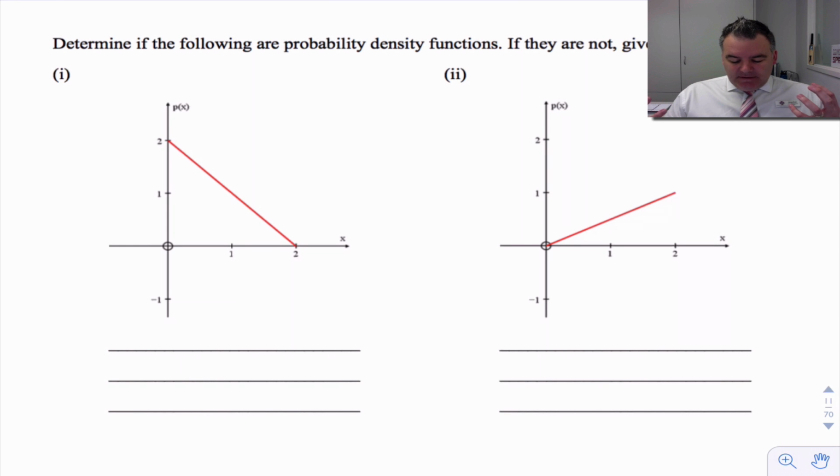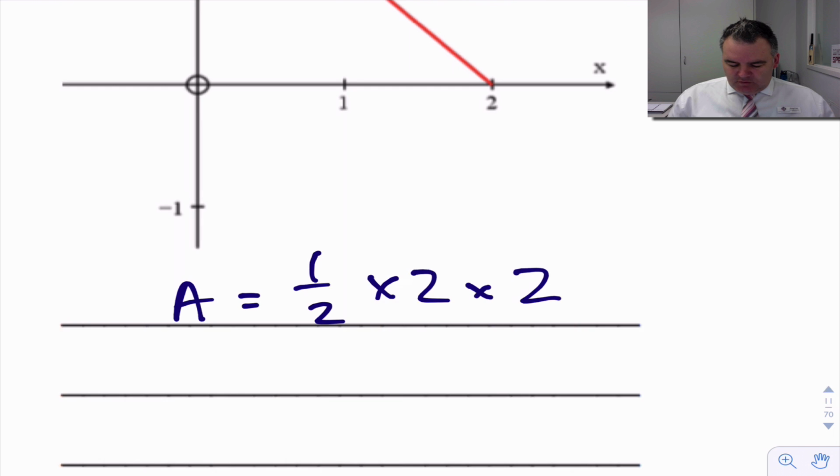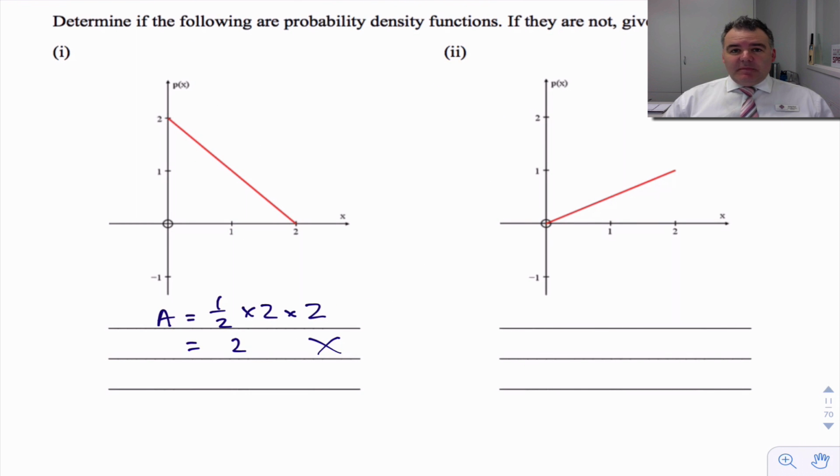So are these PDFs? Let's have a look. For the first one, it's greater than 0, looks good. Is the area equal to 1? So the area of this thing here is a half base times the height, which is 2, which is 2. No good. So that first one there is not a PDF because the area under the curve is 2.